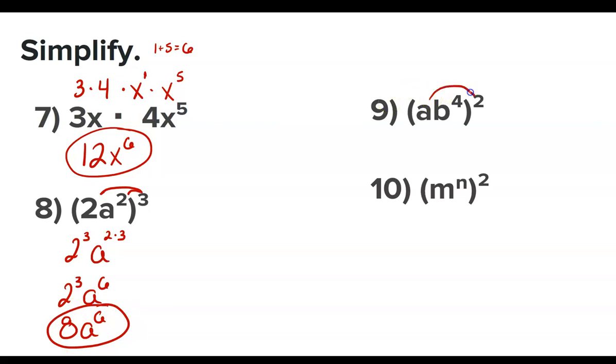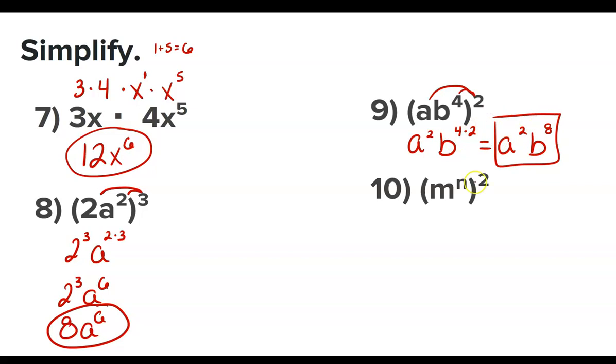For number 9, I want to give this exponent of 2, because again, the a and the b are being multiplied, so we can do that. So we'll have a squared times b to the 4 times 2, because of the exponent inside and outside the parentheses, which is equal to a squared times b to the power of 8.